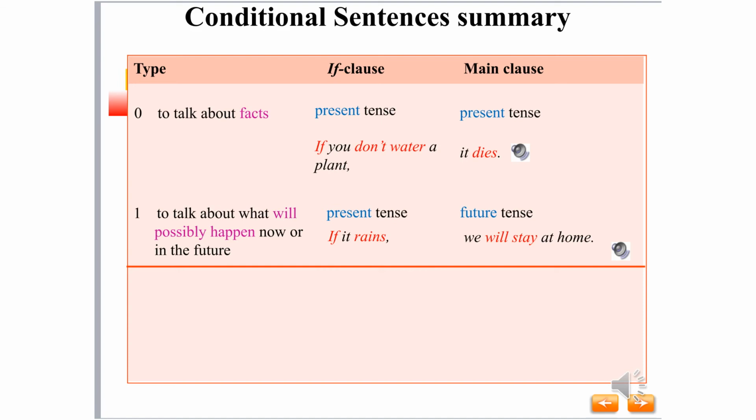But for the main clause, we use future tense, okay? So here is an example. If it rains, remember, present tense, he, she, it, the main verb needs to add s or es, plus the comma. We will stay at home, okay? So here are the two differences. Type 0 talks about facts. In both the if clause and the main clause we use present tense.